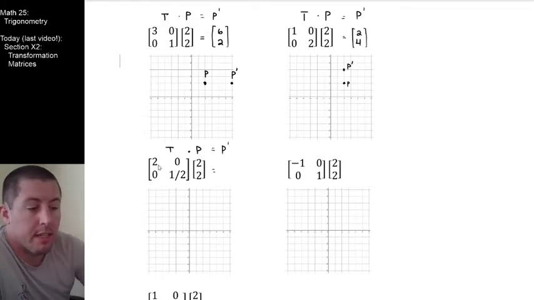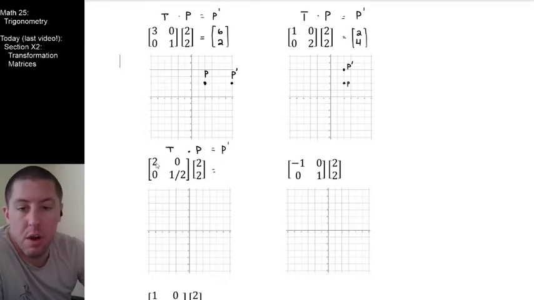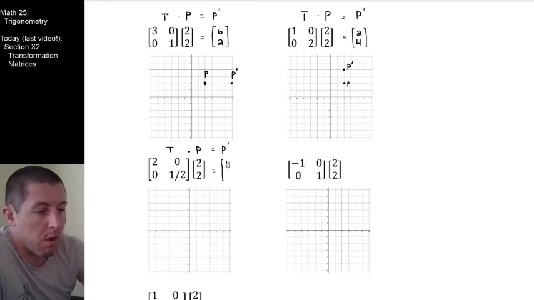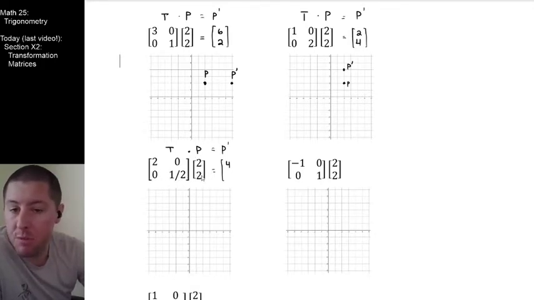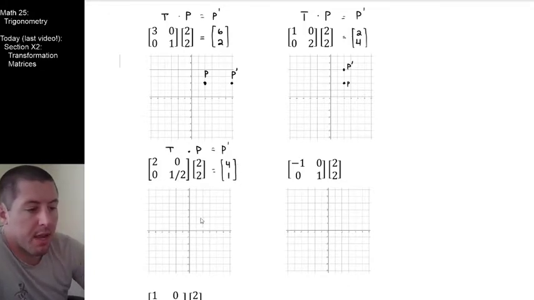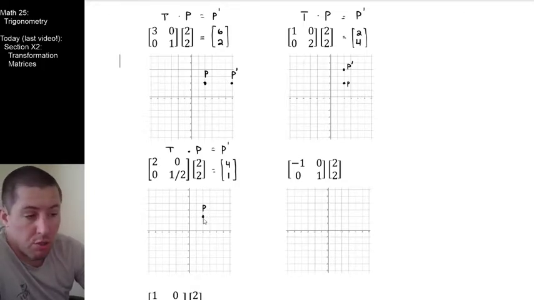So here I'm going to do the dot product of 2, 0 with 2, 2 first. That's going to give me 2 times 2 is 4, plus 0 times 2 is 0. 4 plus 0 is going to give me 4. And I am also seeing the dot product of 0, 1/2 with 2, 2. 0 times 2 is 0. 1/2 times 2 is 1. 0 plus 1 is going to be 1. So it seems like we're taking the point from the location here at P, at 2, 2, to being located at 4, 1, P prime.